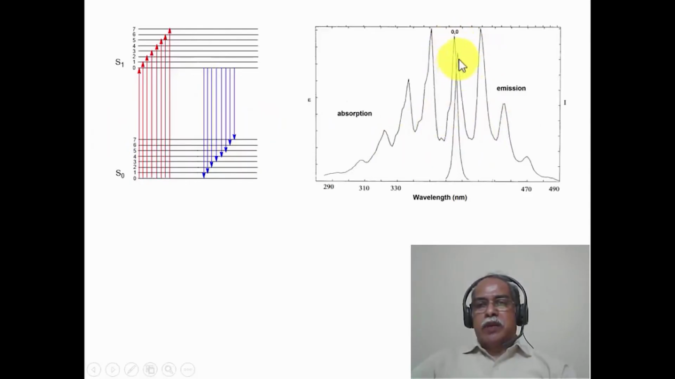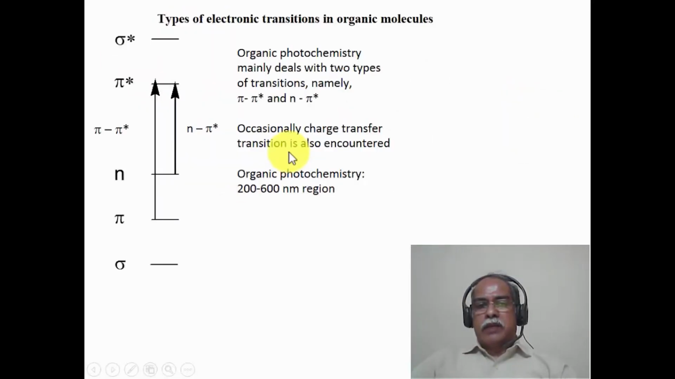If it is a very highly polar solvent, specific solvation of the excited state or the ground state can essentially affect the upward transition relative to the downward transition, which will result in a large Stokes shift in the case of a highly polar solvent, which can specifically solvate either the excited state or the ground state depending upon the polarity of the excited state and the ground state.